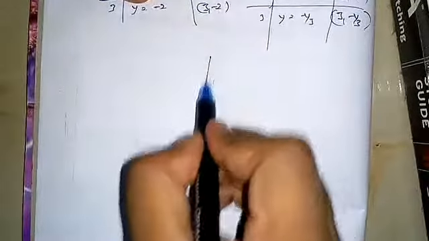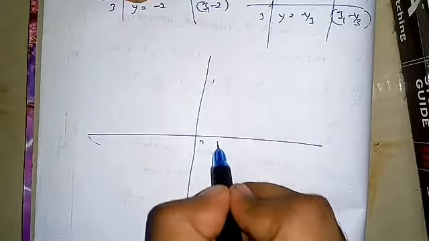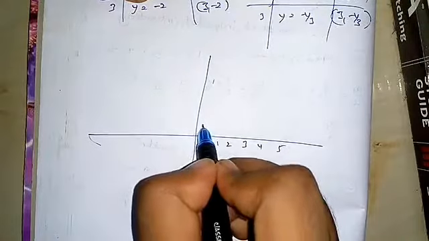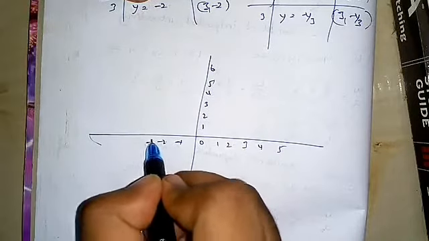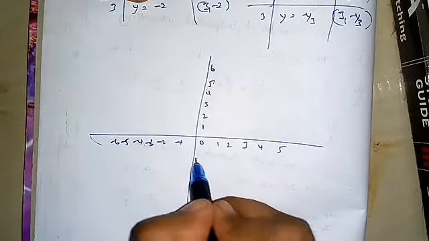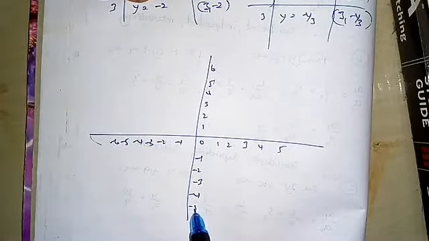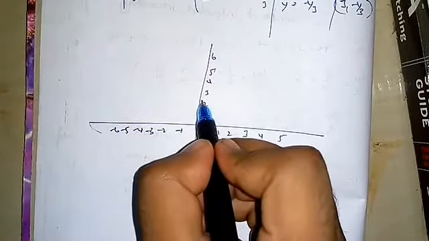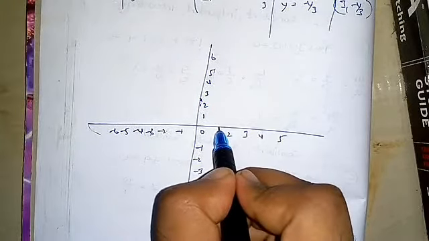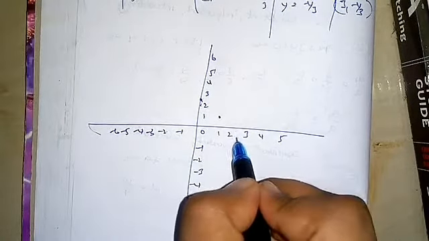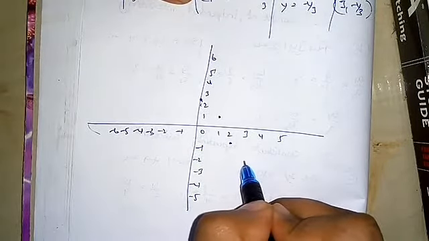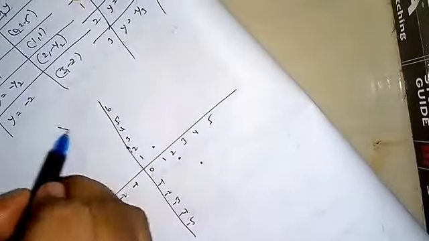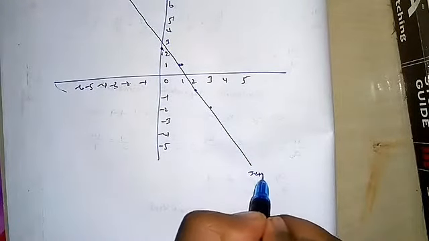Let's plot these points on the graph. 0, 1, 2, 3, 4, 5. 1, 2, 3, 4, 5, 6. Minus 1, minus 2, minus 3, minus 4, minus 5, minus 6. So the first point is 0, 2.5, somewhere here. Next is 1, 1, here. 2, minus 1 by 2, here. 3, minus 2, here. If you join these points, we get a straight line like this, which is 3x plus 2y is equal to 5.